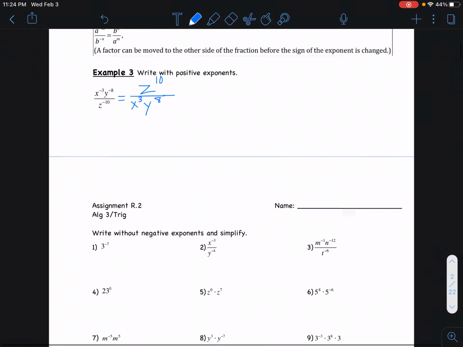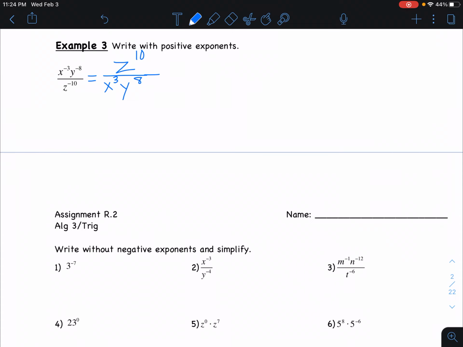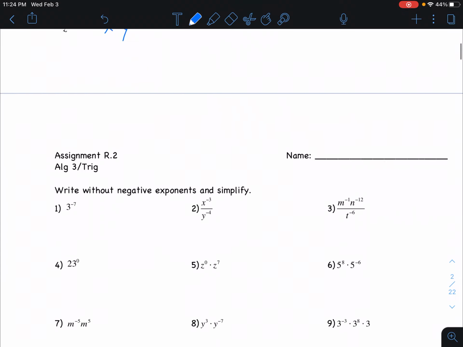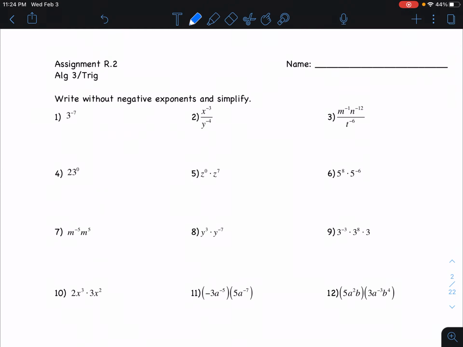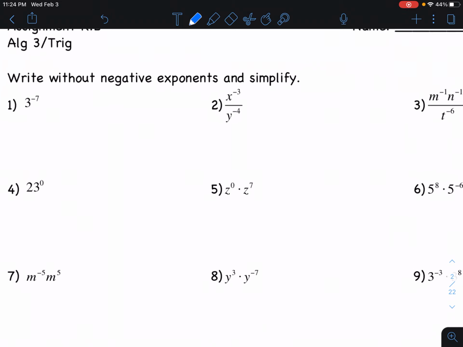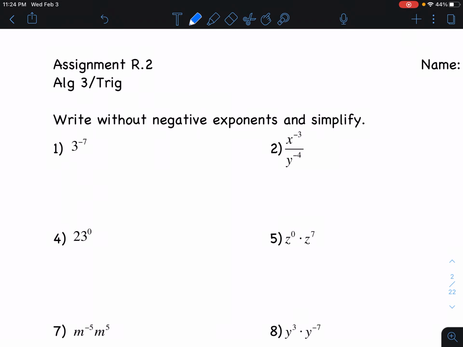All right, that's pretty much it for the main lesson. That was really short, so I'm going to guide you through some of these, and then I'll leave the rest for homework. That was way too fast of a lesson.